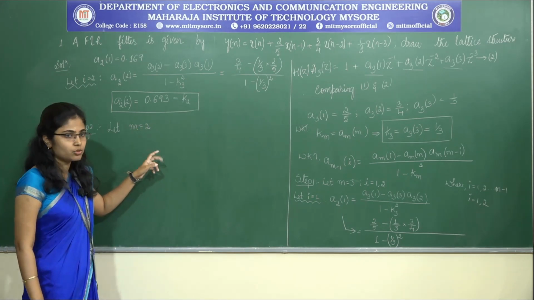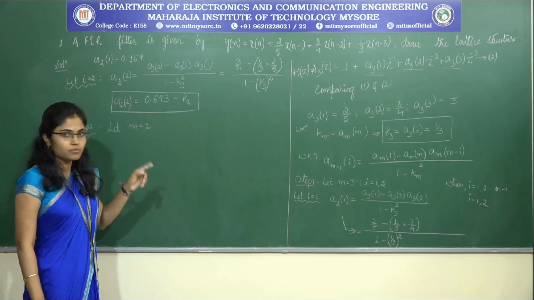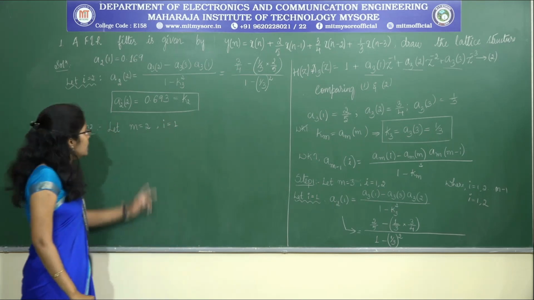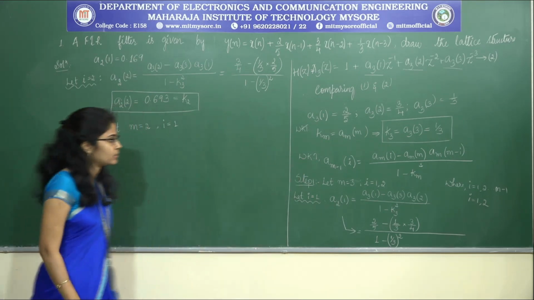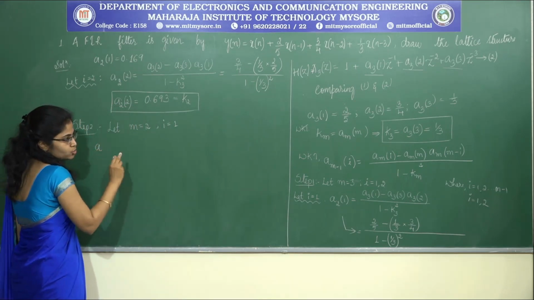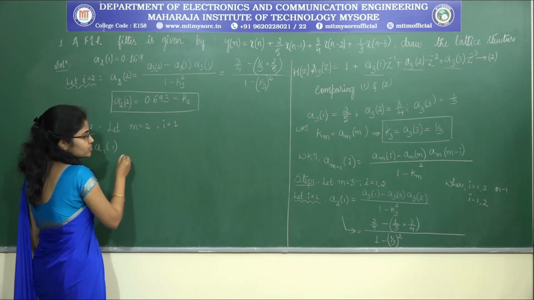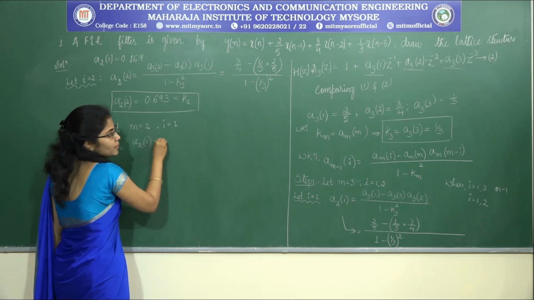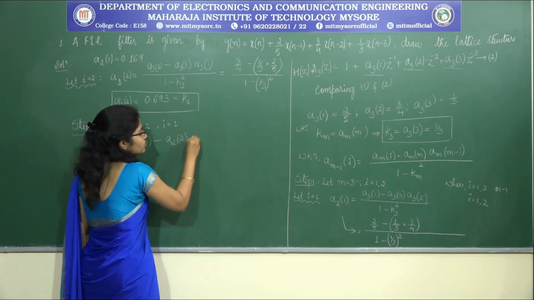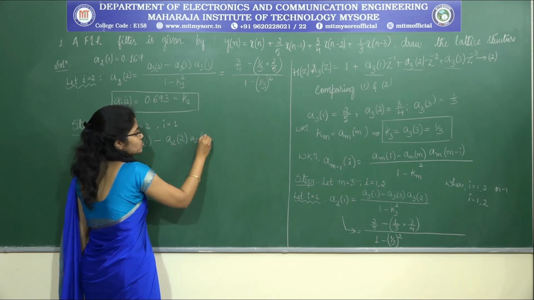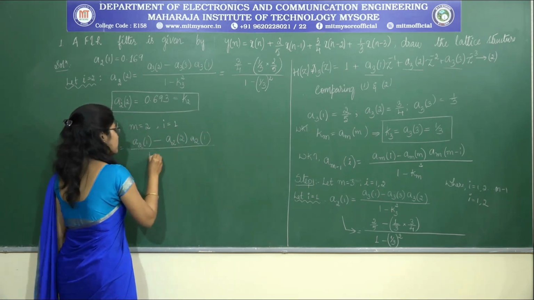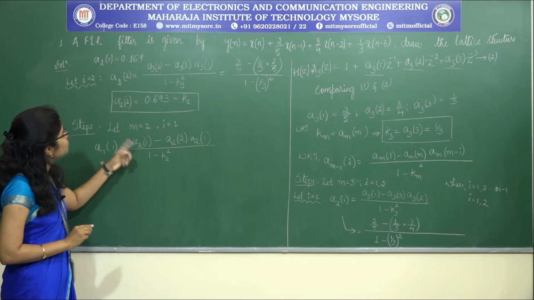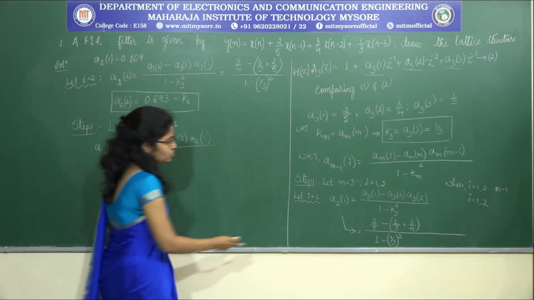If m is equal to 2, i ranges from 1 to m minus 1. m is 2, 2 minus 1 is 1, so the value of i which we will get is only 1. Let us substitute these values in the standard equation. So a1 of 1 is equal to a2 of 1 minus a2 of 2 into a2 of 2 minus 1, which is 1, whole divided by 1 minus k2 square.